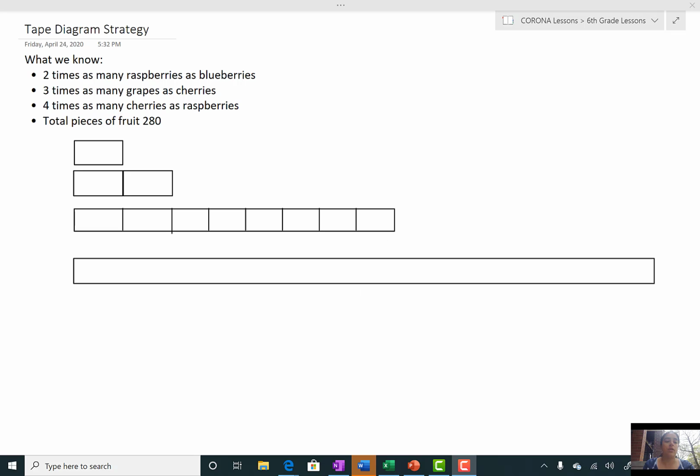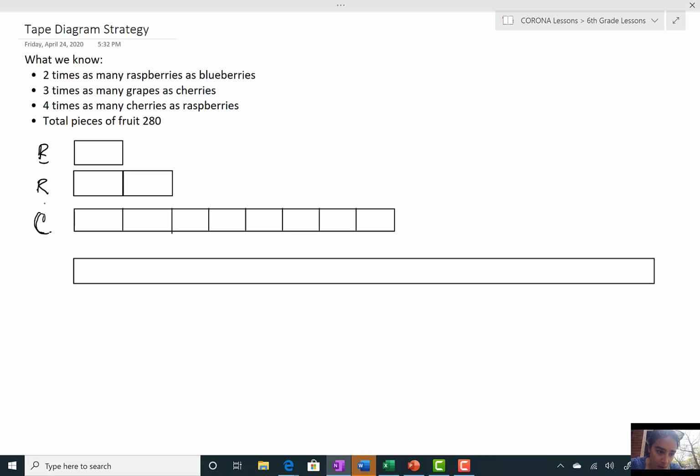All right, so here's the second strategy that we've used before, which is a tape diagram. So it's basically similar to what we did in the ratio table, but we drew it out. So if this is blueberries, if I have 1 blueberry, we talked about this before, we know we have 2 raspberries because it's 2 times as much, right? And then we still don't know how many grapes is cherries that way, but we know that the cherries to raspberries is 4 times as much. So 2 times 4 gives me 8. So this is the cherries.